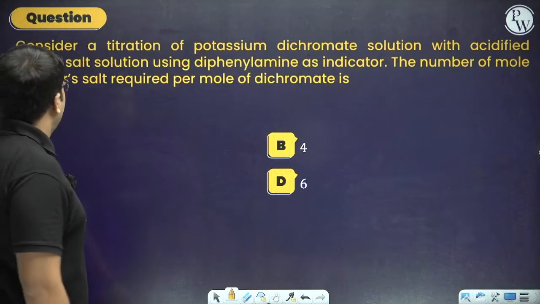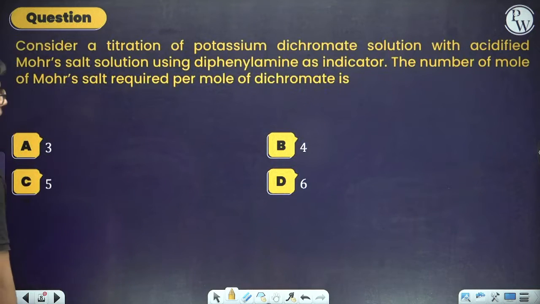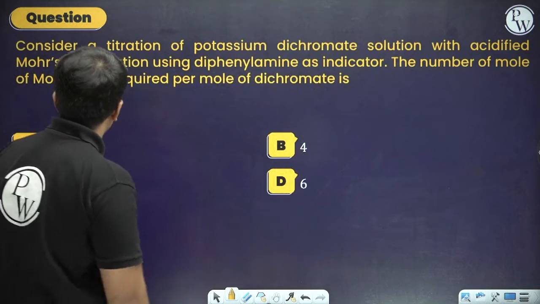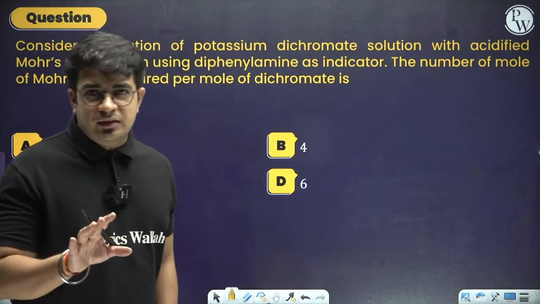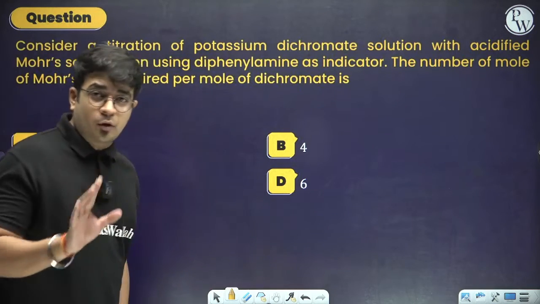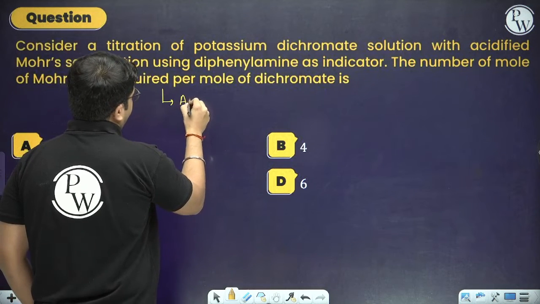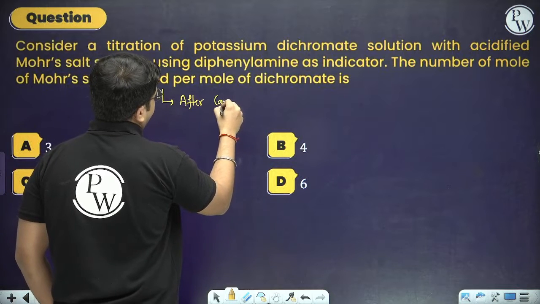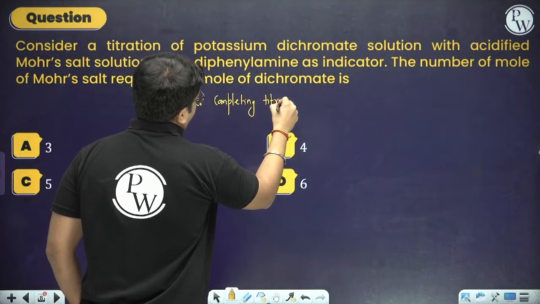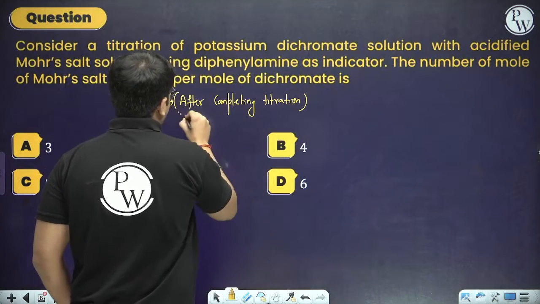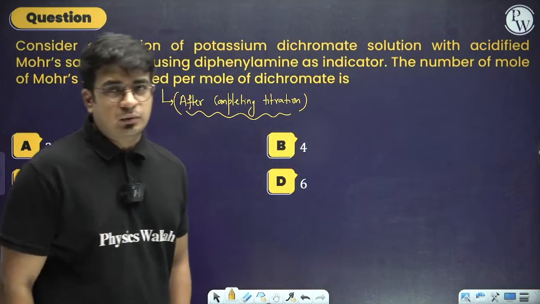Okay, next part. Consider a titration of potassium dichromate solution with acidified Mohr salt using diphenylamine as indicator. The number of moles of Mohr salt required per mole of dichromate. It's a very interesting question. Don't worry, there is nothing relation with the titration. But if you want a proper explanation related to that part, we can do this question after completing titration. Then again we can come back to this question and try to solve it, but otherwise it's a question of balancing only.